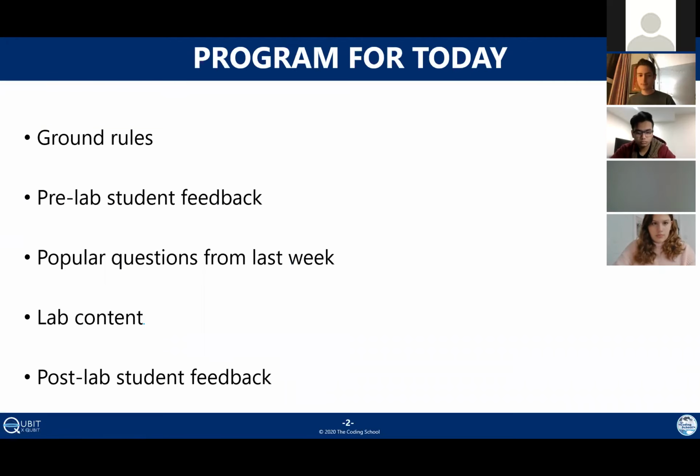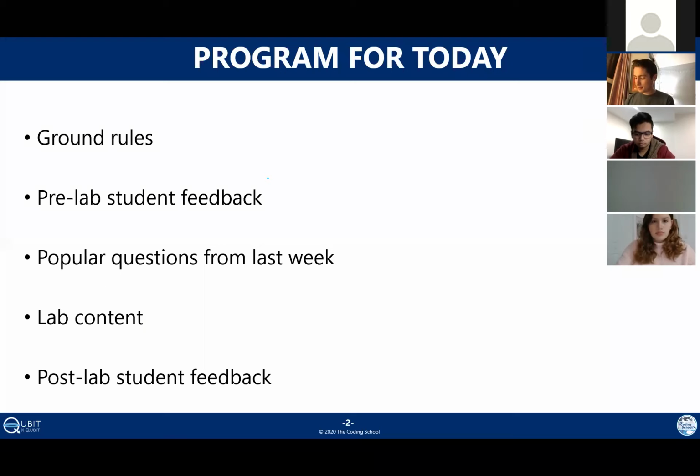So a quick overview for what we'll do today. We're going to do a quick refresher of the ground rules, which is the same slides that we saw last week. So I'll go over them a little bit faster, but just to make sure that they are still fresh in your mind. Then we'll do our pre-lab student feedback.